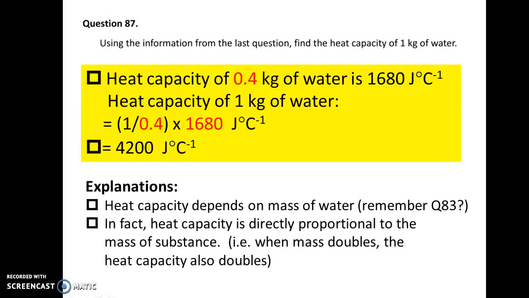Question 87. Using the above information, find the heat capacity of 1 kilogram of water. Just now, in the last question, that 0.4 kilogram of water has a heat capacity of 1,680 joules per degree Celsius. And so, for 1 kilogram, which is 2.5 times larger, the heat capacity would become 2.5 multiplied by 1680, and so the answer is 4200 joules per degree Celsius for that 1 kilogram of water.